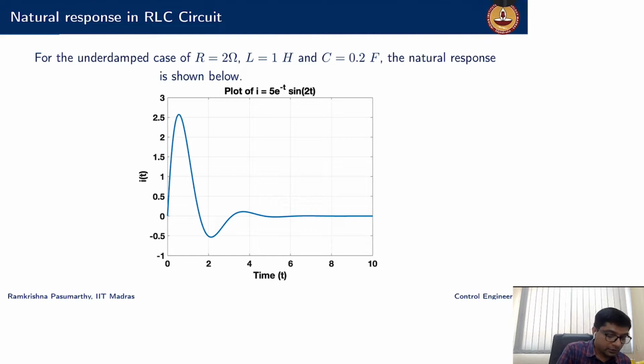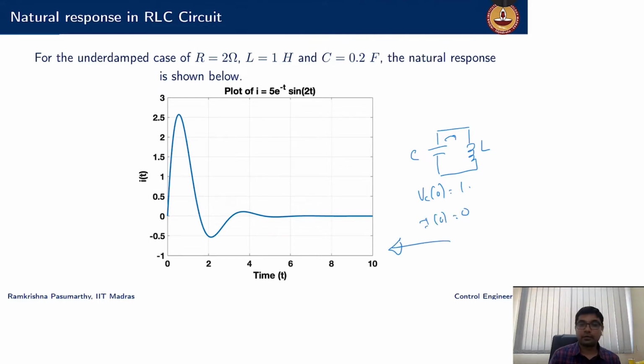A question for you is what happens when I have only an L and a C, with, say, VC at 0 equal to 1, and maybe the initial current I at 0 equal to 0. How will this behavior look? A question for you to think about.